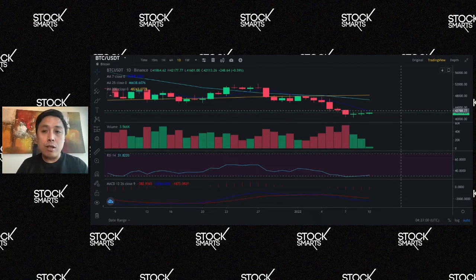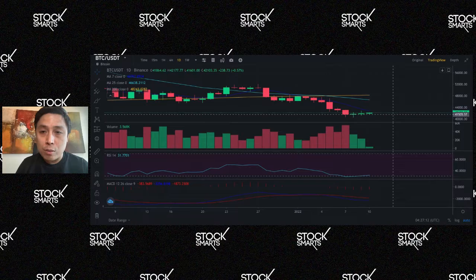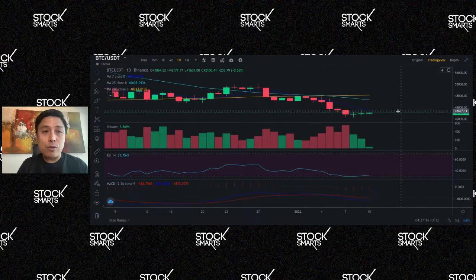Failure to break the 7-day moving average, then the possible range will be this tight area. Resistance is around the 42,700 mark, while you have your support level somewhere around here at 41,500. A breakout from the 7-day moving average will lead it to the next possible resistance of 46,088, supported also by the 25-day moving average, which is very close to where I'm plotting this line right here.